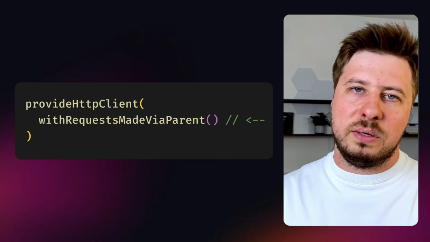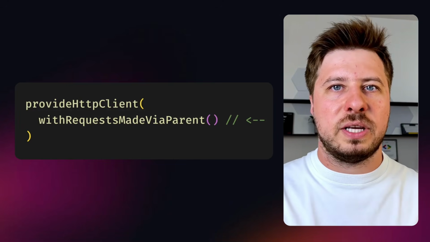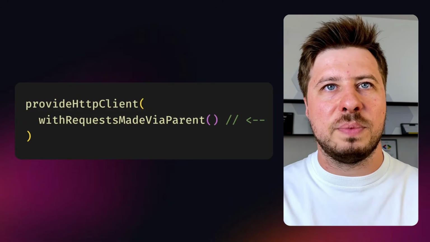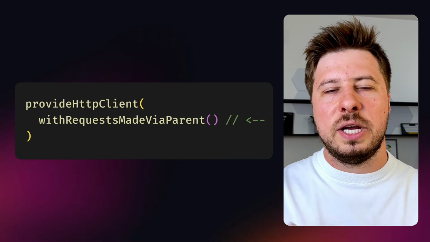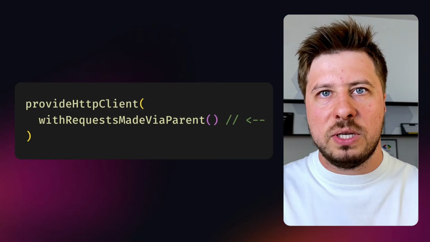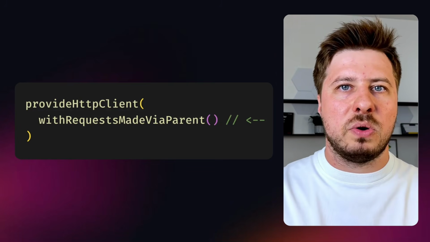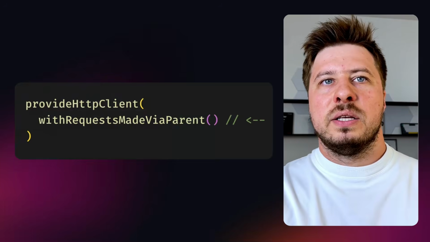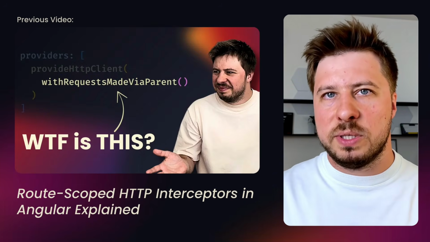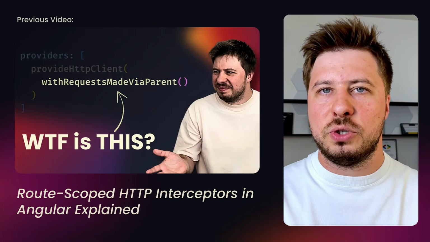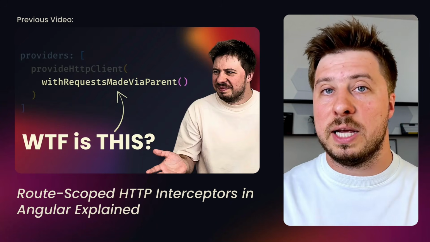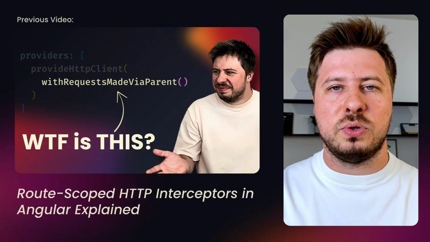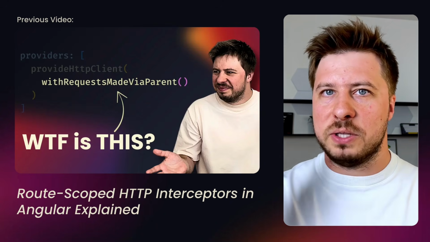Now, as a bonus part, as I promised, I'm going to cover the source code of the withRequestsMadeViaParent function, which allows you to chain interceptors with the parent injector and fire HTTP calls via the parent HTTP backend. So if you are unfamiliar with this feature, I would highly recommend you check out my previous video where I explained exactly this feature, because it will help you to better understand what we will be talking about.